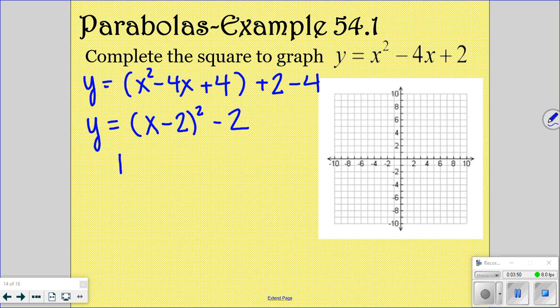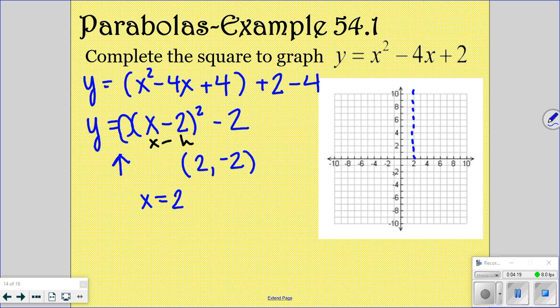So it's opening up because this is positive here. There's not a negative sign. Our vertex is going to be at 2, -2. And our axis of symmetry is x equals +2. The formula is x minus h, and so that's why our h is 2. So we're going to go over to 2 and do a vertical line for our axis of symmetry. We're going to go to 2, -2, and put a dot.